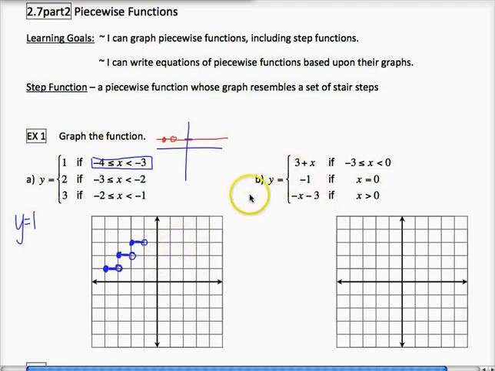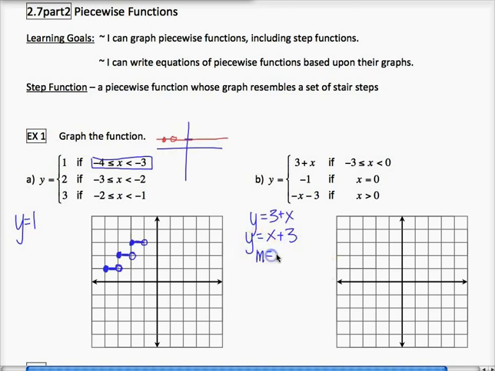Now, B here is a review. It's a different type of piecewise function. This is not a step function, so just trying to reinforce what you learned in the first 2.7 lesson, because this stuff is a little bit tricky. So we look here, and my first part says y equals 3 plus x. Well, y equals 3 plus x, remember, is the same as y equals x plus 3 if you need it to be in slope-intercept form.